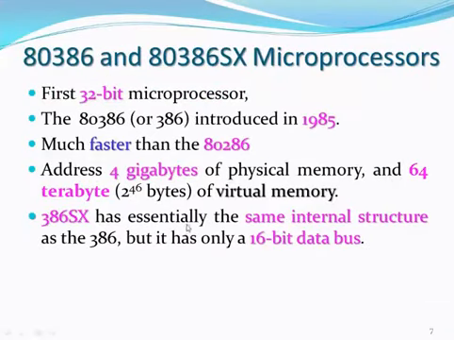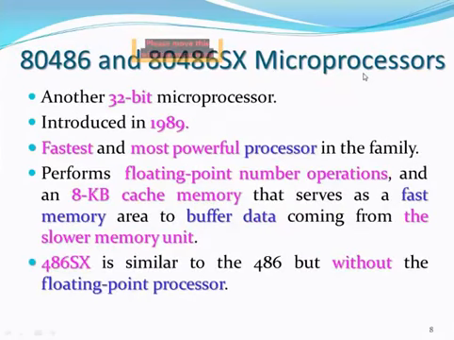So now we are going to jump to another one, which is a little bit faster compared to the 80386. Let's have a look. The other one is the 80486. This 486 also comes with the 486SX. This is also a 32-bit microprocessor, the 80486, and it came out in 1989. Look at this: the fastest and most powerful processor in the family.